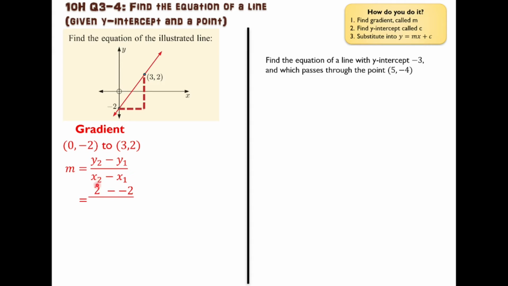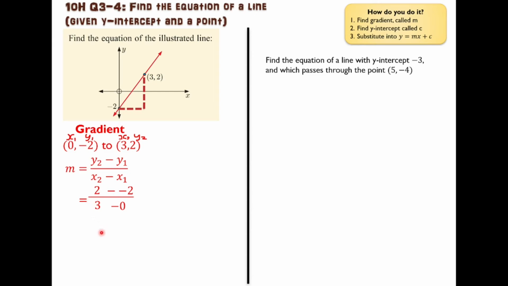On the bottom, on the denominator, x2 is the x-coordinate of the second point, which is 3, and x1 is the x-coordinate of the first point. So 3, take 0. You might find a handy little trick to help you is the first coordinate is always x, and the second coordinate is always y. So that can help. And then this here, this is the first point. In fact, it's that point there. So we can put x1, y1, and x2, y2. Cool. X coordinate of the second point, right?